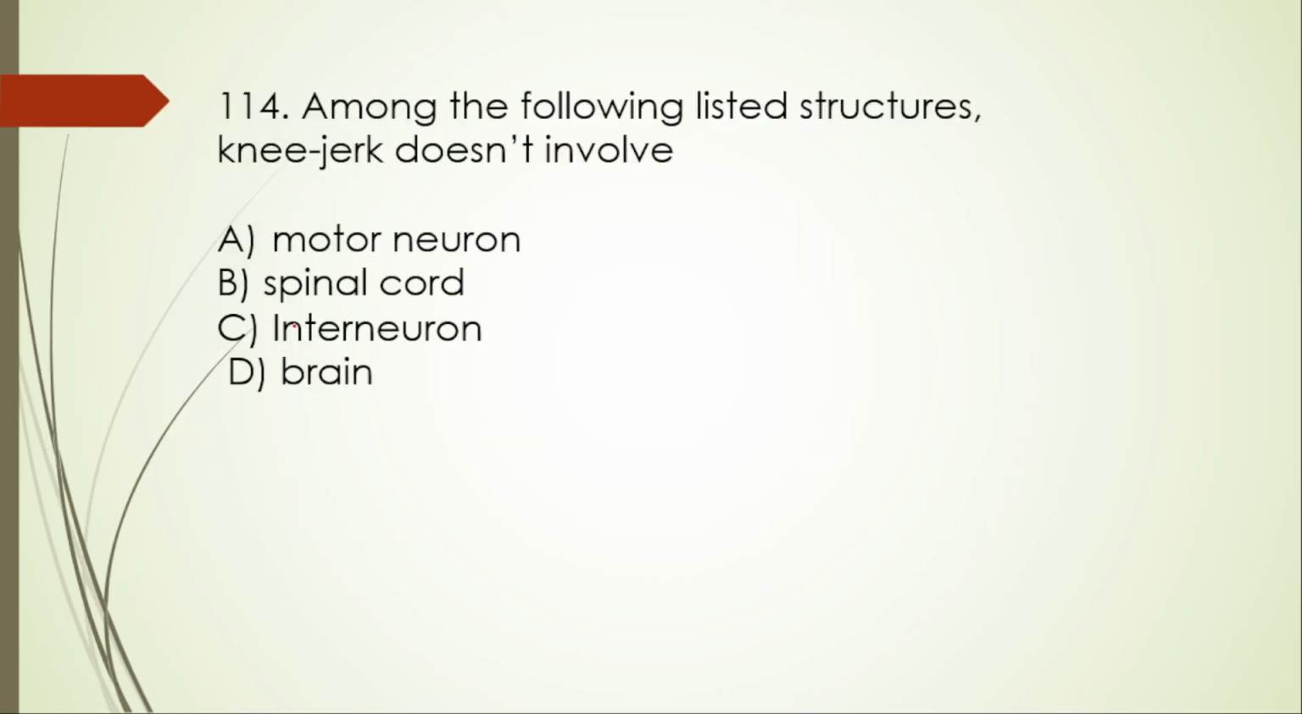Next 114. Among the following listed structures, knee jerk doesn't involve A. Motor neuron, B. Spinal cord, C. Interneuron, D. Brain. So here the right option is option D. Knee jerk reflex is actually a monosynaptic reflex arc, which means it happens automatically without the involvement of the brain.